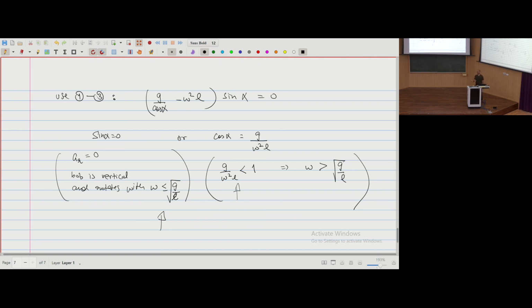Mathematically you can rotate the bob without giving it any motion in the plane. So it will rotate as fast as you want, but that is an unstable solution. It's like you put a ball on the top of a mountain. It can sit there if the slope is 0, but as soon as you give it a push, it will fall down. So that's an unstable equilibrium.